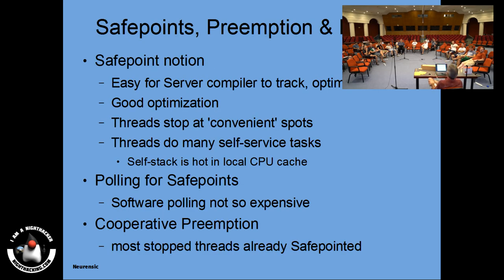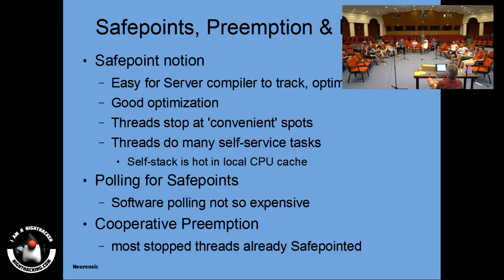Okay, so here are the things that worked well. Safepoints and polling for safepoints. Safepoints are, as I mentioned before, where you stop a thread at a convenient spot where you have this map of what's going on in the world, and you still get good optimization, but you can do a lot of self-service tasks. In particular, you can crawl your own stack. It's hot in your own cache. You can crawl it really fast.